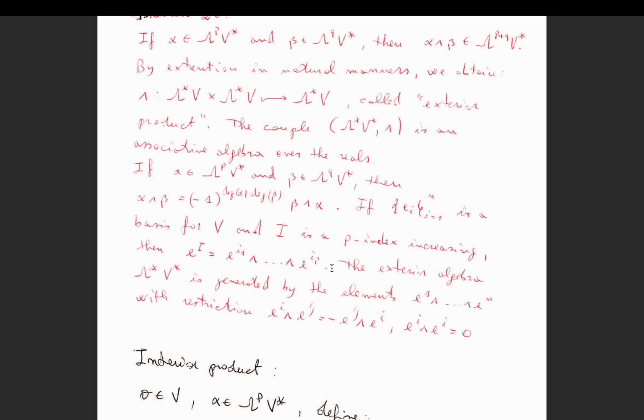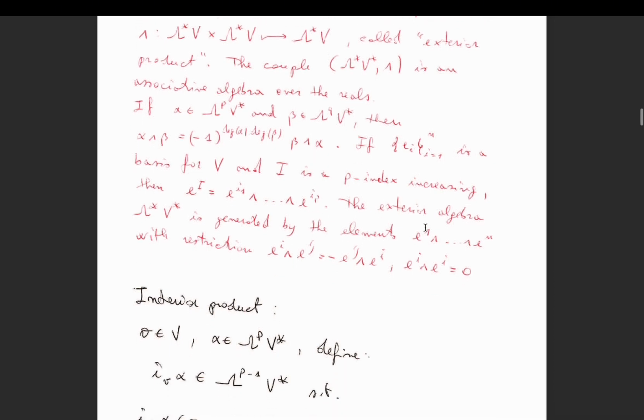Furthermore, alpha wedge product beta is equal to (-1) to the power of the degree of alpha times the degree of beta, times beta wedge product alpha. The rule for the basis is that e_i wedge product e_j is equal to minus e_j wedge product e_i, and e_i wedge product e_i is equal to 0.